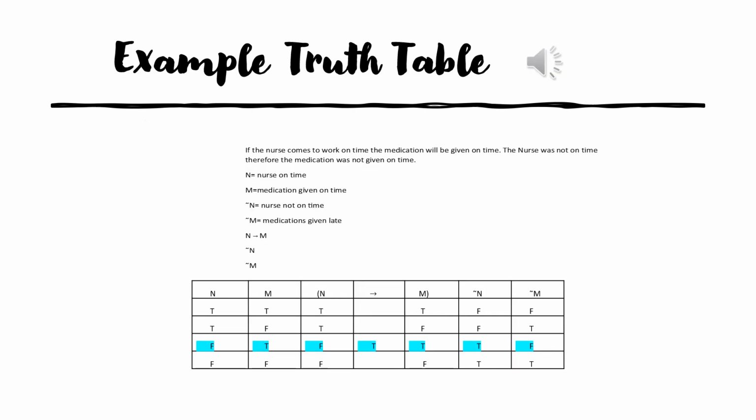This is just an example of a truth table for the previous example. This is showing how the fallacy is false or invalid.